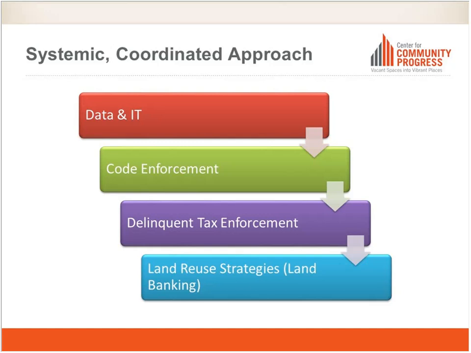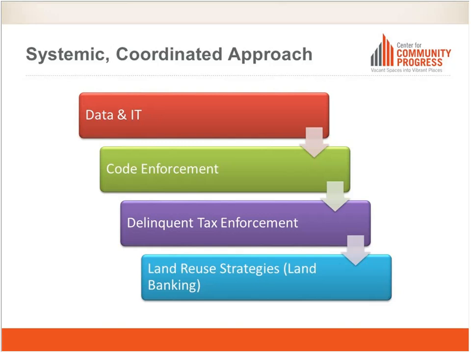We need robust data and IT collection practices so that we can inform where we're going to enforce. We talked about where compliance is likely. If we have data that shows the types of neighborhoods or owners where compliance is likely, we can tailor our enforcement to simple notice. Where we have data that shows that compliance is unlikely, we can implement code enforcement strategies that are designed to contemplate a potential outcome with a potential transfer.